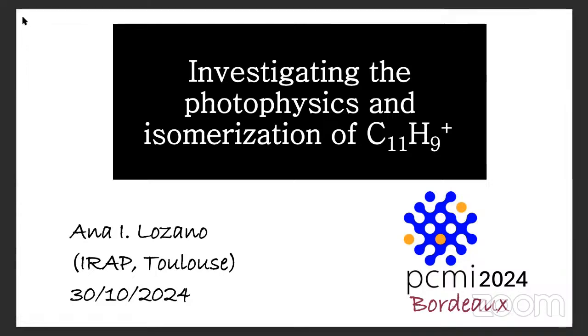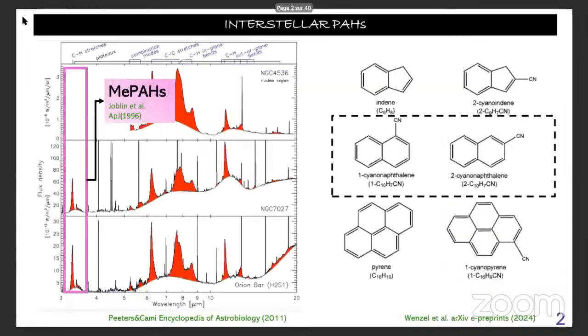First, I would like to thank the organizing committee for giving me the opportunity to present our work here today, which is devoted to investigating the photophysics and isomerization of the C11H9 cation. This cation can be formed from the smallest methylated PAH, methyl naphthalene. Yesterday, Karim presented that this methylated PAH is proposed to be one of those responsible for the band found between 3 and 4 micrometers in the aromatic infrared spectra.